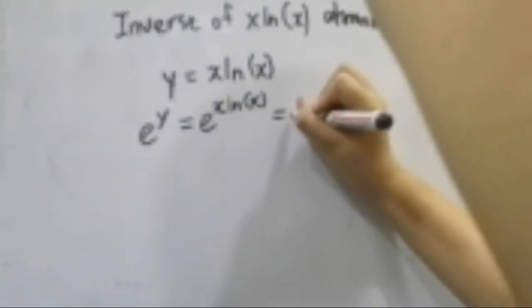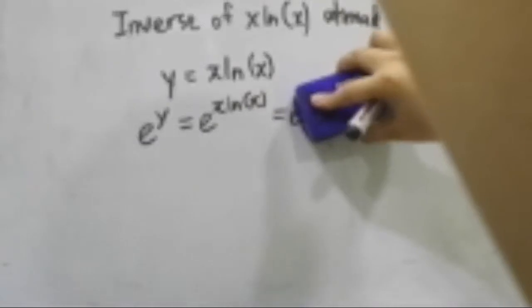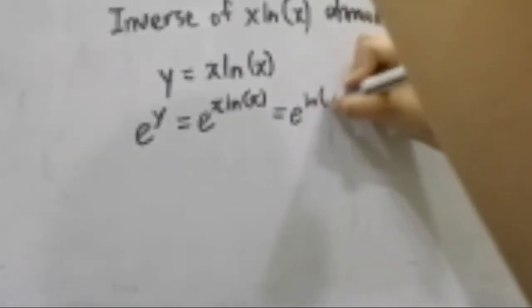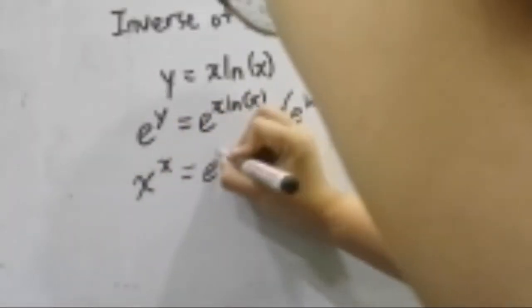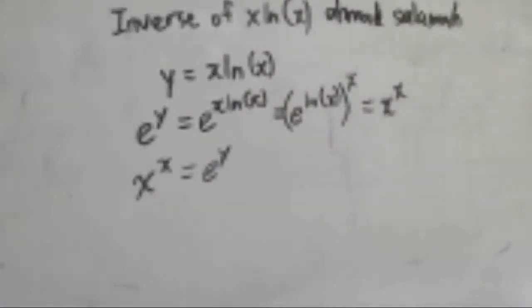But well, there is a method. y equals x natural log of x. So from there, we have to raise everything to the power of e. So e to the y is equal to e to the x natural log of x. And what's that equal to? That's equal to e to the natural log of x, all to the power of x, which is x to the x. So x to the x is equal to e to the y, but we can't really define it explicitly.